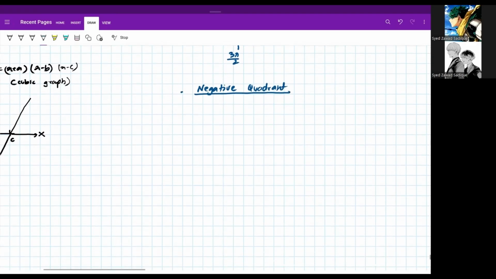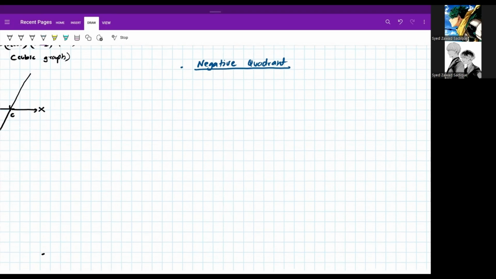Okay, then negative quadrant. This is where students face difficulty. So the negative quadrant, you have to think like this. Minus pi by 2, 0. This is minus 2 pi, minus 3 pi by 2. Okay, so that's how you think.